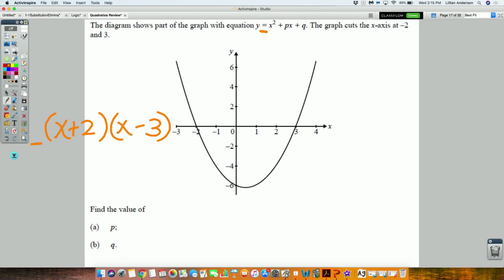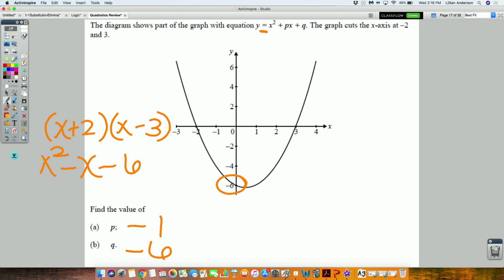So then all we have to do is FOIL. It's going to be x squared minus x minus 6. So what's the value of p? -1. And q? -6. Remember, q represents the y-intercept when it's in standard form, and you already knew that's where it crossed the y-axis. Wow, one x-intercept, one vertex, one standard I did with you guys. Okay?